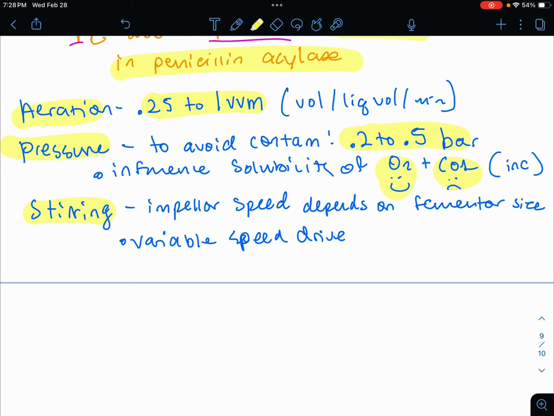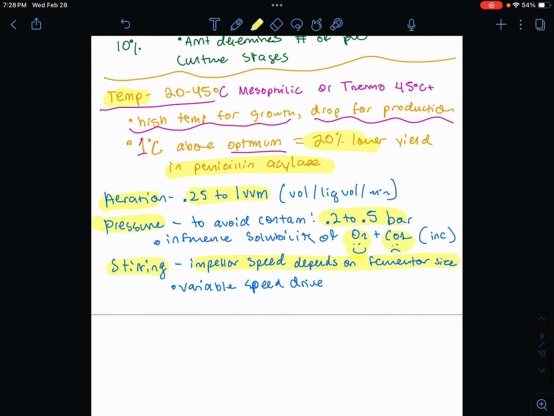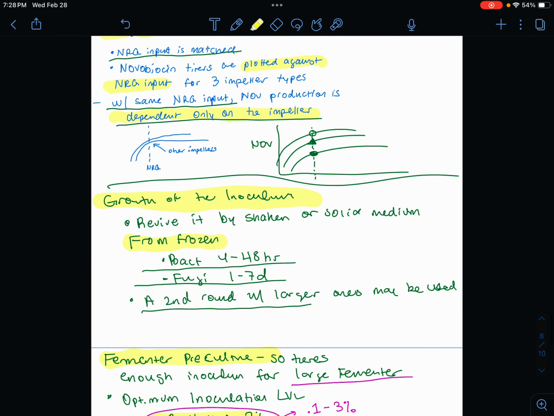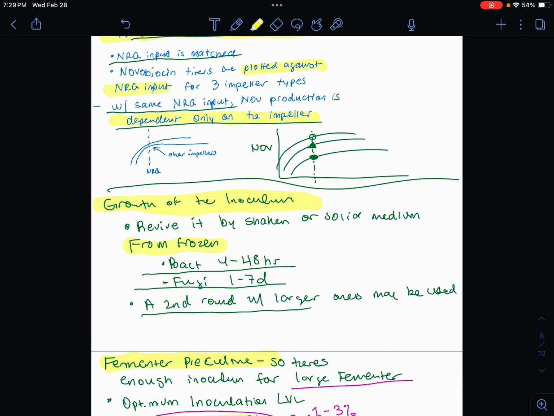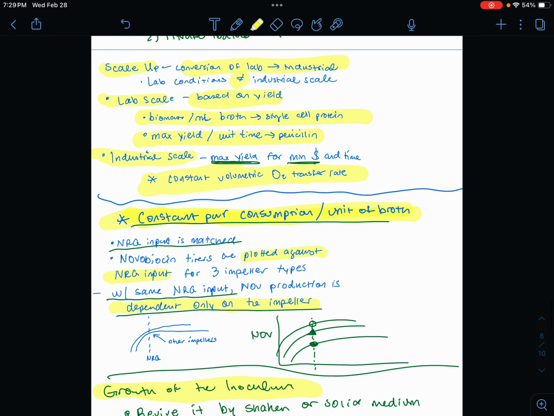Stirring: the impeller speed will depend on the size of the fermenter, so we're going to need a variable speed drive. All right, that's going to be all of the fermenter notes. There's a ton in part 2, but that's all of the ones that were marked for the test.